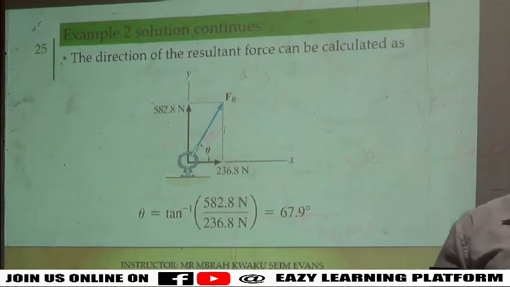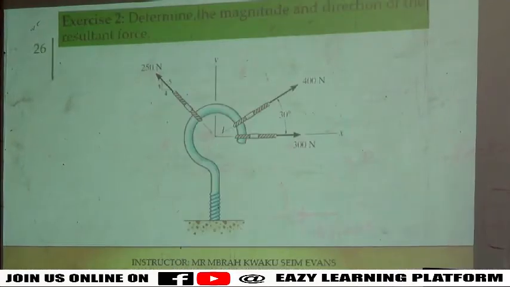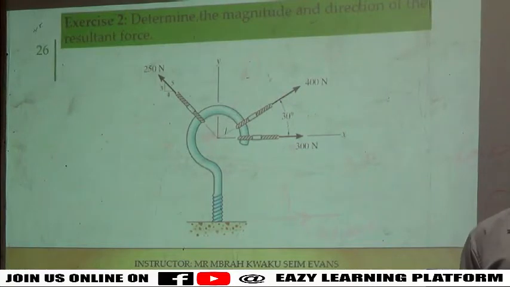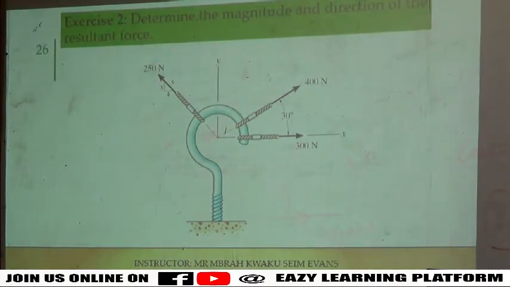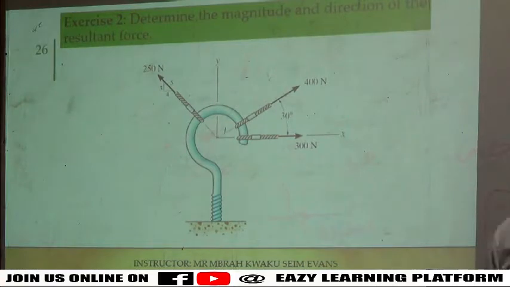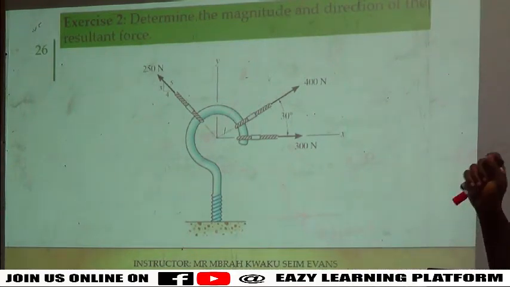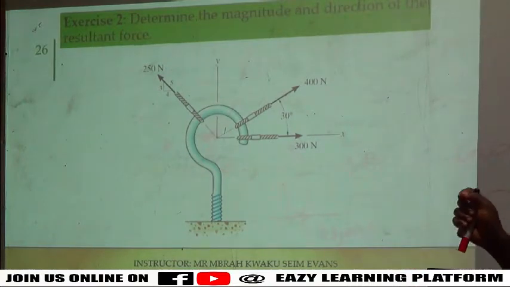Now I'm going to give you an assignment. So this will be your next assignment. You are to determine the magnitude and direction of the resultant force. Go through the process, go through the steps, and determine the magnitude and direction of the resultant force.